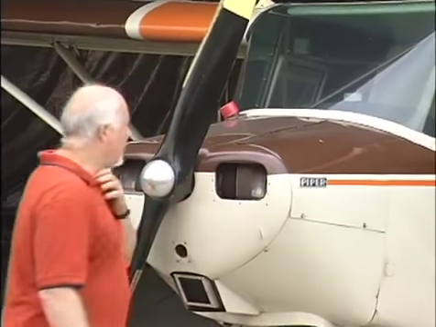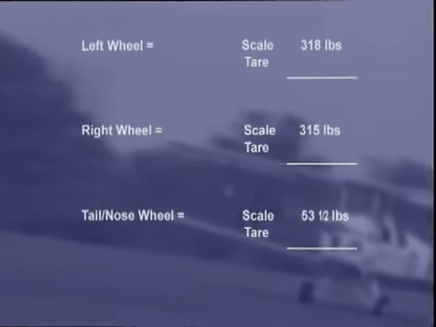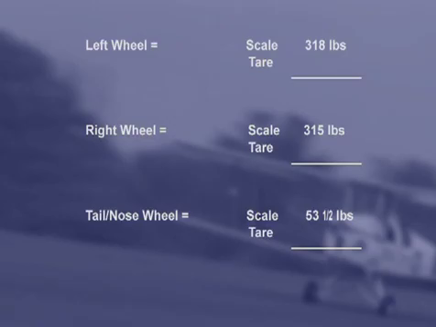So now we've got all our measurements, and we can start doing some calculating. Our datum line was 48 inches ahead of the wing leading edge. We want to record our wing chord length, which we wrote down as 62 3/4 inches. Our wing leading edge from the datum is 48 inches. Our left wheel came out to 318 pounds. Our right wheel came out to 315. And our tail wheel, in this case, came out to 53.5.